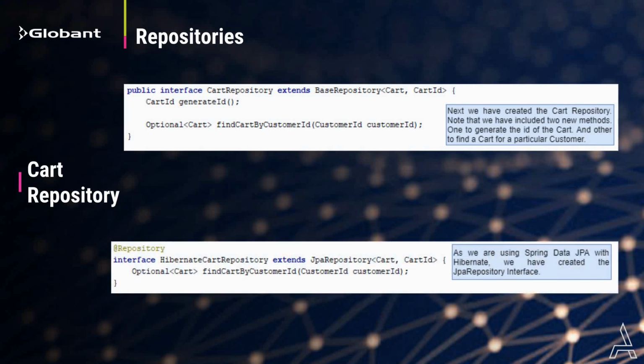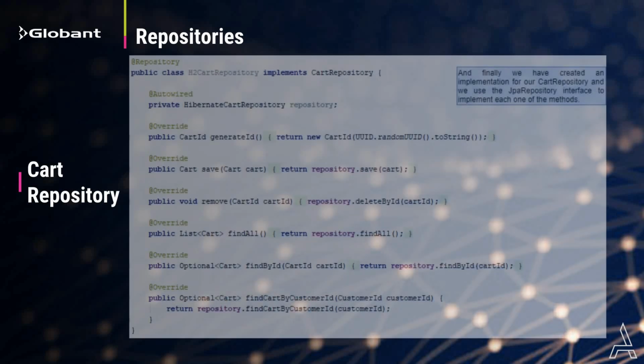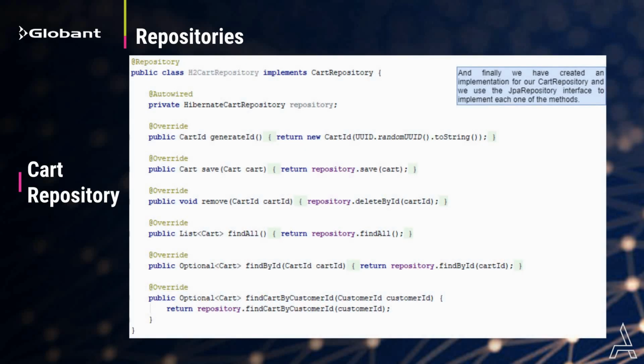As we are using Spring Data JPA with Hibernate, we have created the JPA repository interface. And finally, we have created an implementation for our card repository, and we use the JPA repository interface to implement each one of the methods.